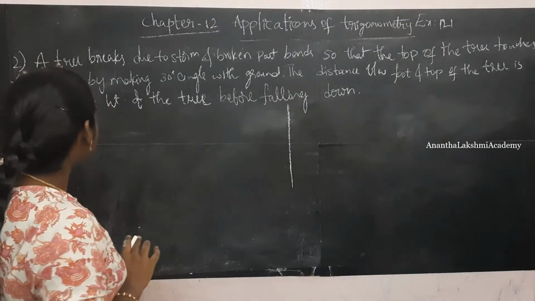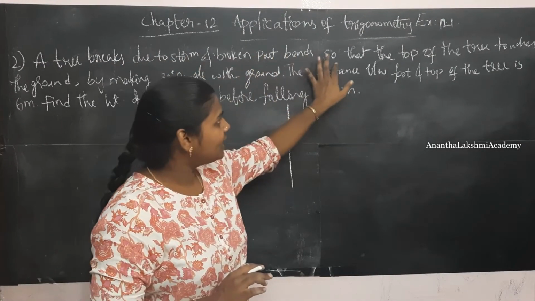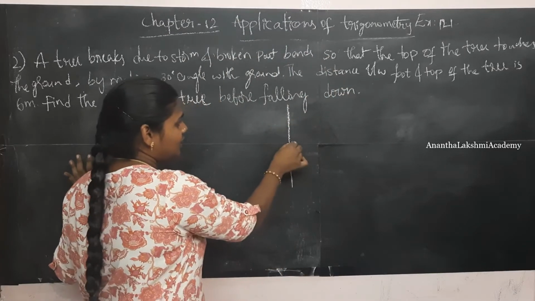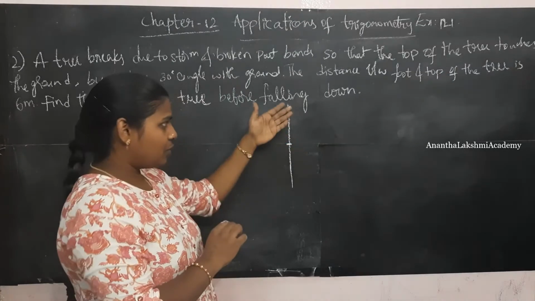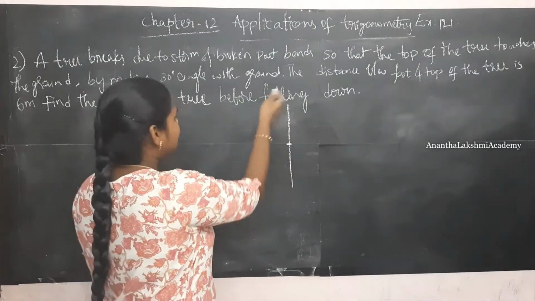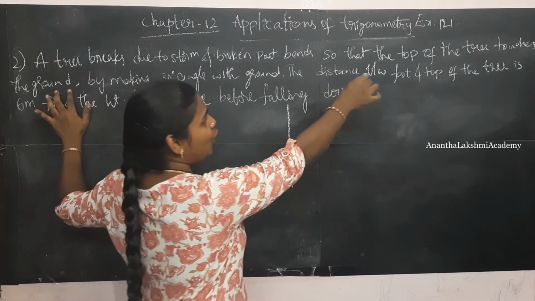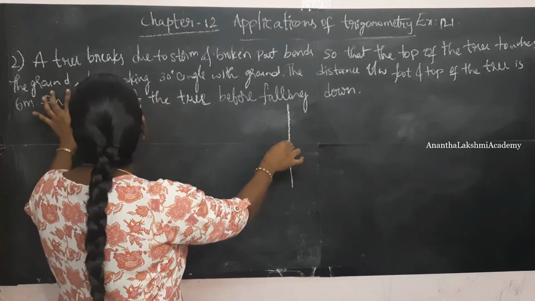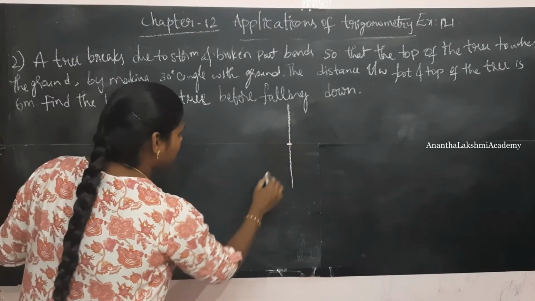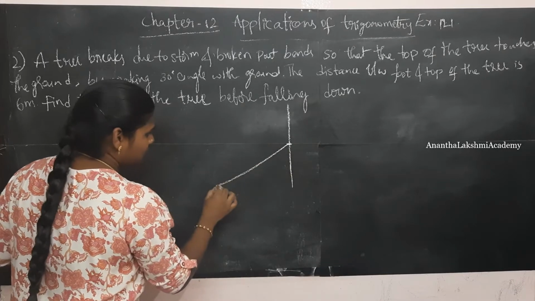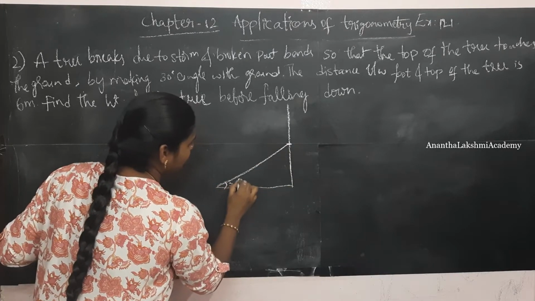What he said: a tree breaks due to storm and the broken part bends. So let me assume this is the height of the tree from which it must have broken. And this part, the top of the tree, is going to touch the ground by making a 30 degrees angle with the ground. So this makes an angle of 30 degrees with the ground.